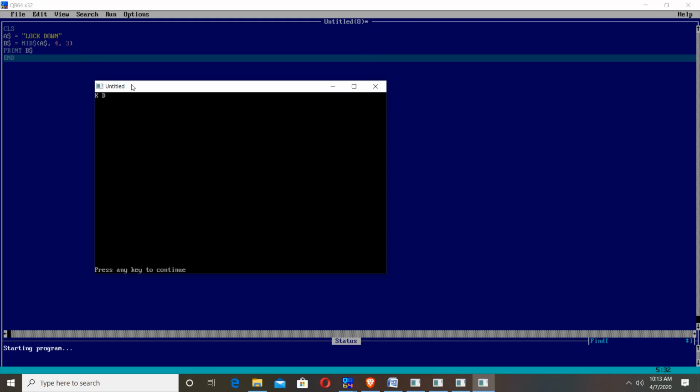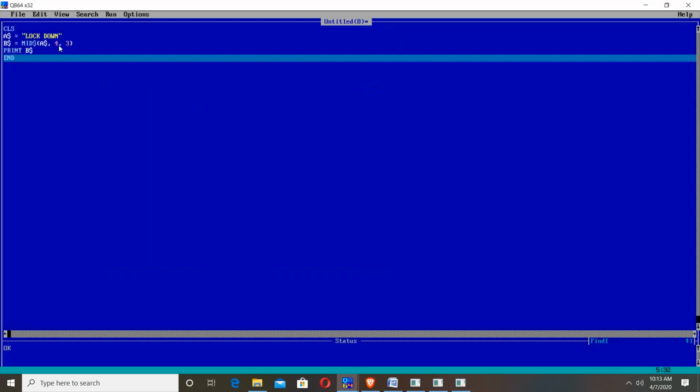So MID$, it is used to retrieve character from any side of the given string. LEFT$, that is used for what? Retrieving the character from left hand side. RIGHT$, that is used for retrieving the character from right hand side. But MID$ can retrieve the character from any side of the given string.